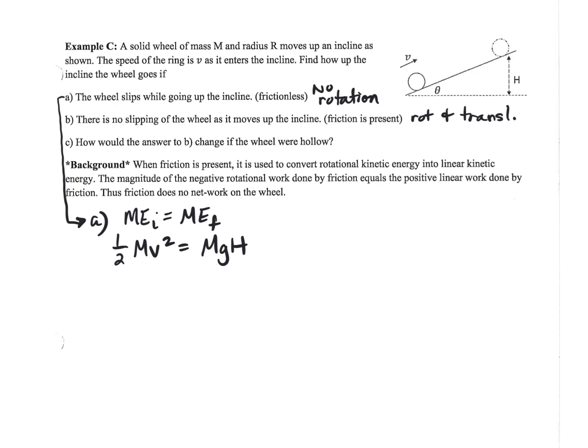Okay, so we can solve for how far up it goes. We don't know what h is, do we? We want to know how far up the incline it goes. We want to know what h is. So let's solve this for h. First thing we notice is what? M goes away. So to solve for h, we have v squared over what?